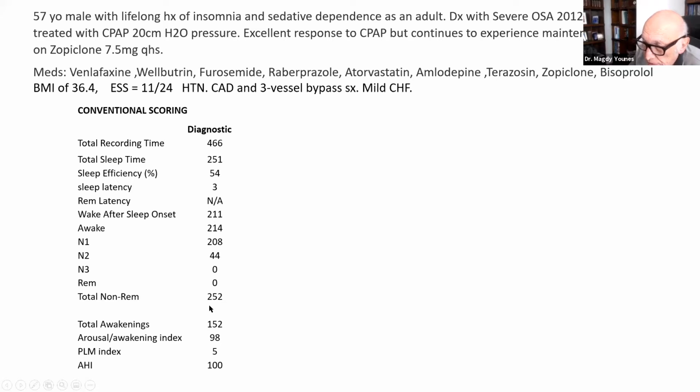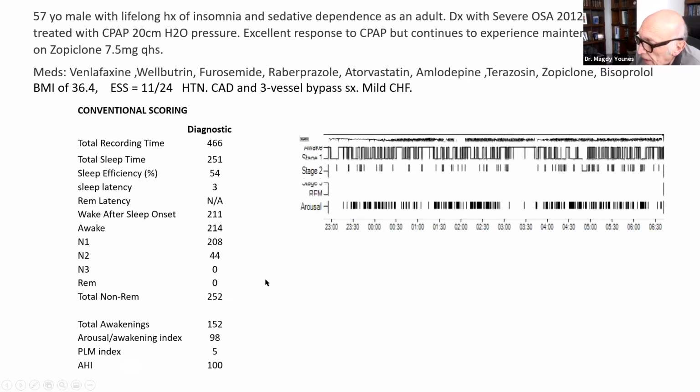So, and his total non-REM time is also about 4 hours. Now, the total awakenings, 152 in 4 hours of sleep. It's stunning. Arousal awakening index 98, and his AHI was 100. So clearly, and this is his histogram, and as you can see, it looks awful with all these arousals and awakenings, and hardly any stage 2, and the saturations you can see on top.